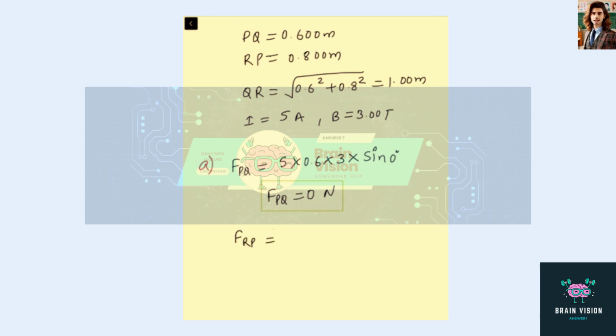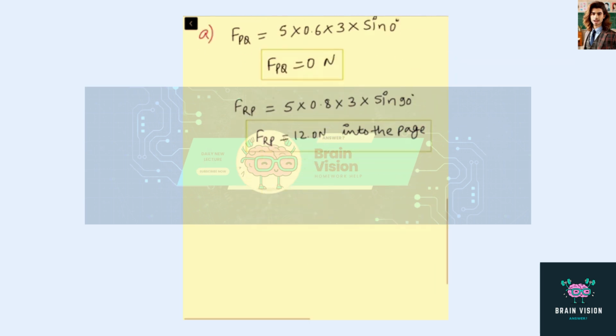Okay, now the force on the wire RP will be equal to I L B sin theta, and theta here is 90 degrees, so we can write 5 multiplied by L, that is RP. RP is equal to 0.8 multiplied by 3 multiplied by sin 90, and sin 90 is equal to 1. So from here the force on wire RP comes out to be 12.0 Newton, and its direction will be into the page. Okay, so this is the answer for the force on wire RP.